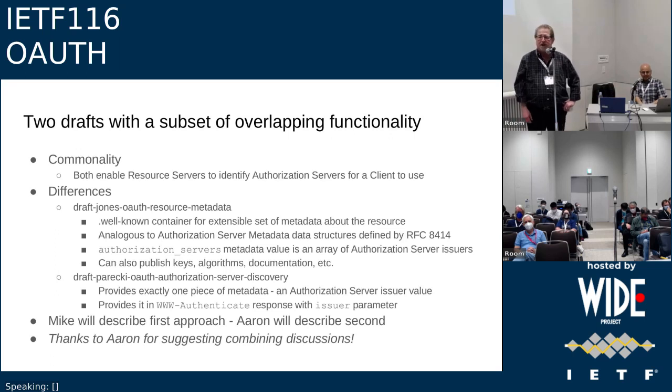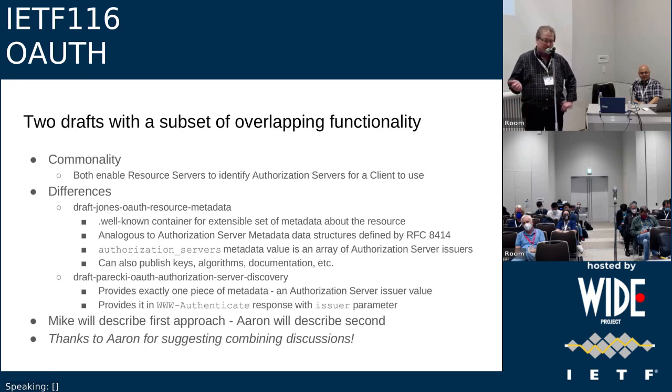I was the author, with Phil Hunt, of a pretty old draft, which I'll go into the history of on the next slide, that defined a .well-known location for OAuth protected resources to publish metadata. This is very analogous to RFC 8414, the authorization server metadata that's in widespread use. That's been a success. The first draft was actually developed at the same time, but I won't do the history now. In the metadata, you can publish other things like keys and documentation and terms of service, and the same kinds of things you can publish in the authorization server metadata.